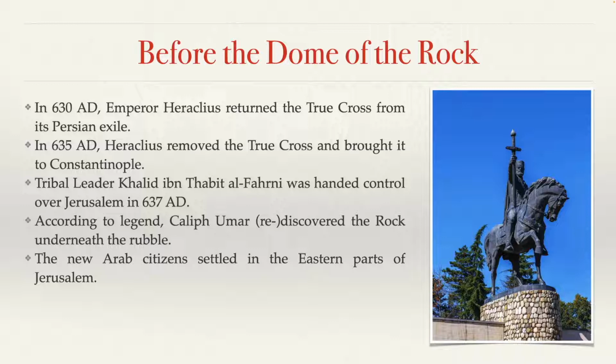So the Arabs entered Jerusalem as Byzantine clients. Sophronius surrendered the city to tribal leader Khalid ibn Thabit al-Farni in 637 AD. It was a peaceful, low-key event. Later sources imply that there was a formal treaty that would guarantee the safety of Christian places of worship. According to later legends, Caliph Umar rediscovered the rock underneath the rubble on the Temple Mount. He recognized it as the center of the earth and a place of religious significance. But we'll cover that in another video. The new Arab citizens settled in the eastern parts of Jerusalem.